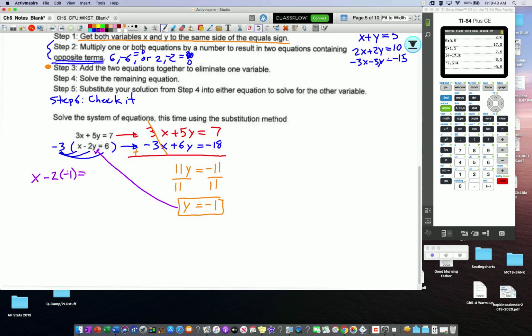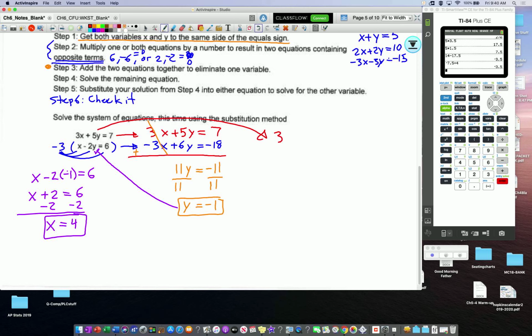equals 6. Okay, sorry for that little dot. That doesn't mean anything. x, negative 2 times negative 1 is positive 2, equals 6. Subtract 2, x equals 4. So now, I know these two numbers work for this bottom equation, but I should check it in the top equation just to make sure. So I'm going to come over here and check.